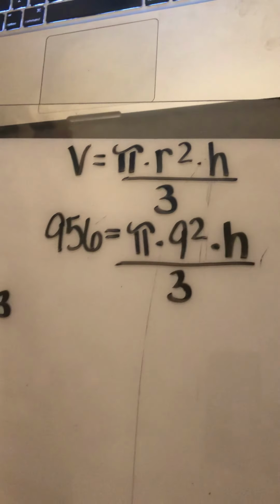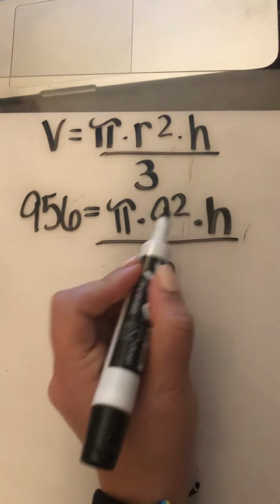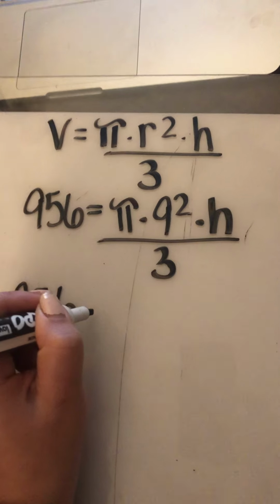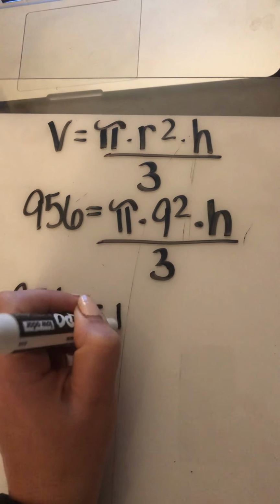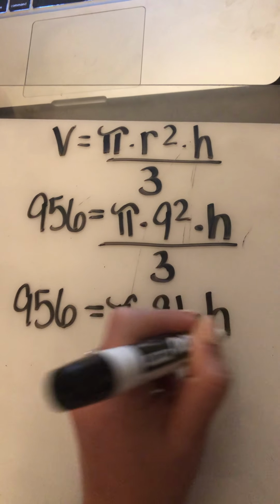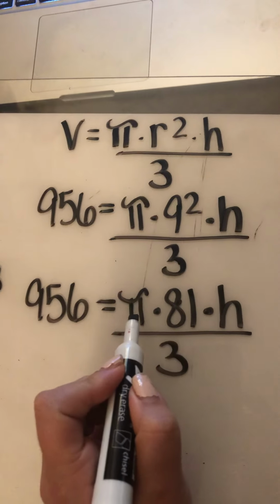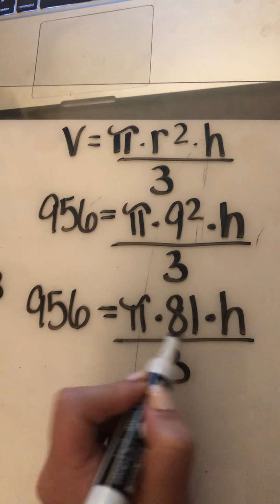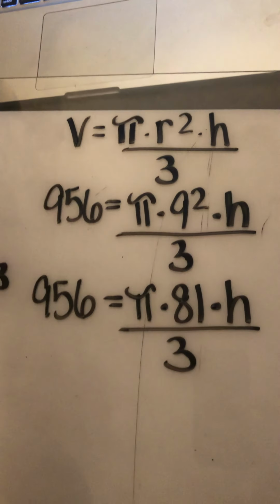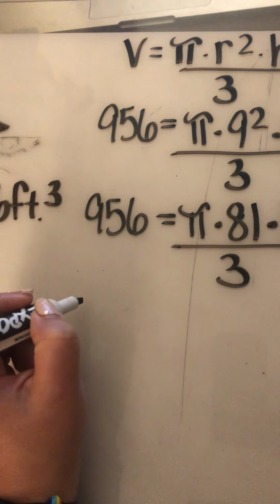over 3. Okay, so first thing we'll do, order of operations, our exponents first. 9 times 9 gives us 81. So we have 956 equals pi times 81 times the height over 3. Okay, the next thing I'm going to do is multiply 81 times pi. I'm going to do that calculation. It's going to be an irrational number, so we'll get a large decimal, but that's okay. We can work with that, okay?